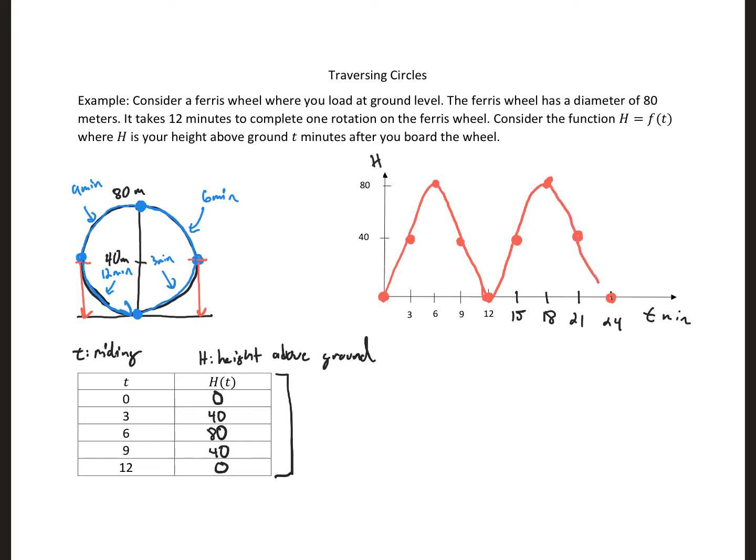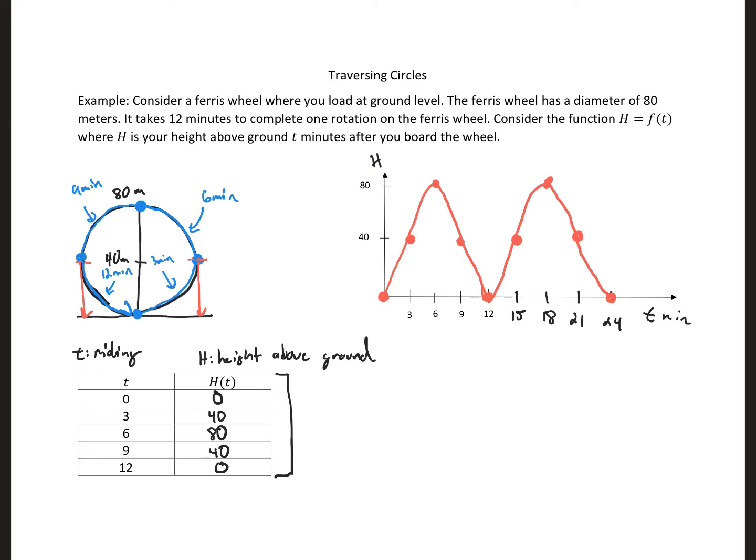So I would get a graph that looks like this. And you could see that this graph would just continue in 12-minute increments of a full rotation. This is an example of a graph of a circular function. They'll have this type of wave pattern to them. And there's some important features that we need to be able to recognize.